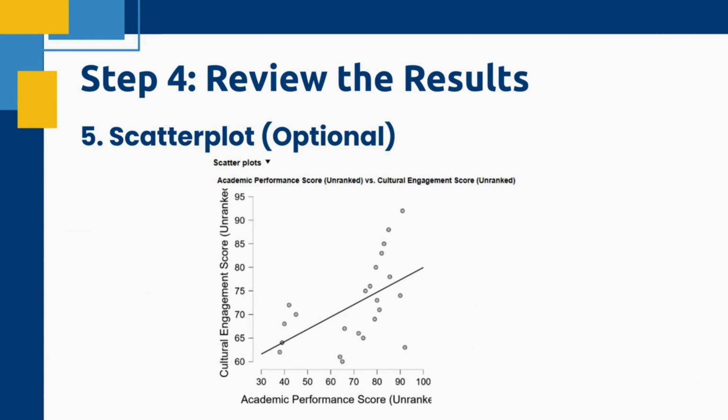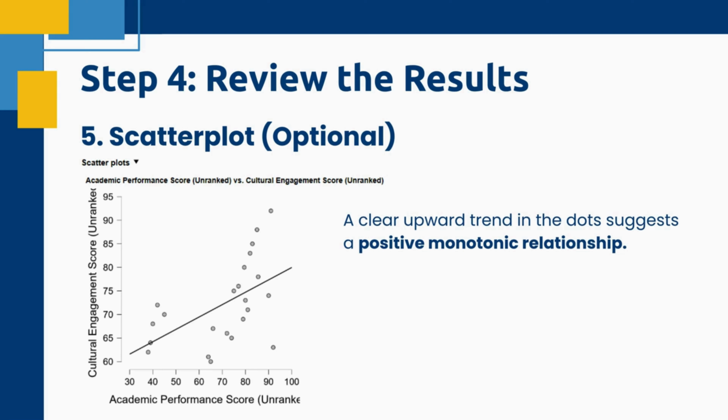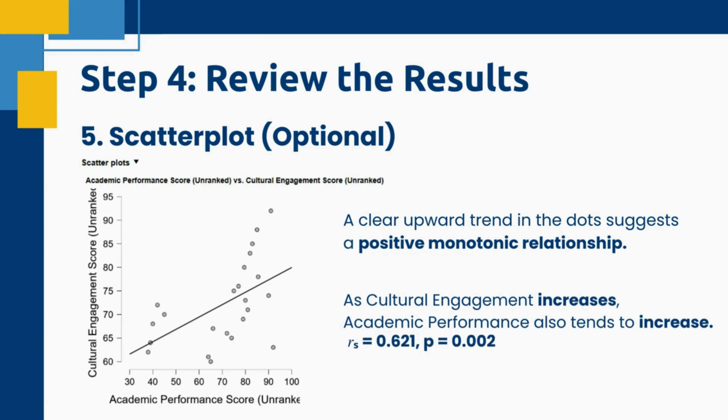5. Scatterplot, optional. If you turned on the scatterplot, you'll see a graph of the two variables. A clear upward trend in the dots means a positive monotonic relationship. And in our case, that's exactly what we see, supporting the statistical results visually.